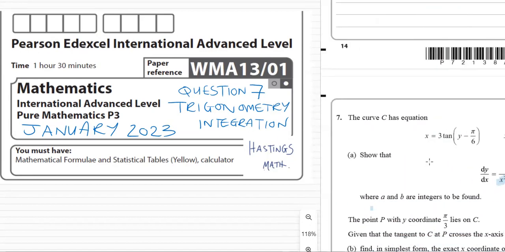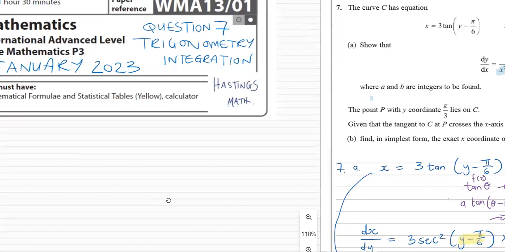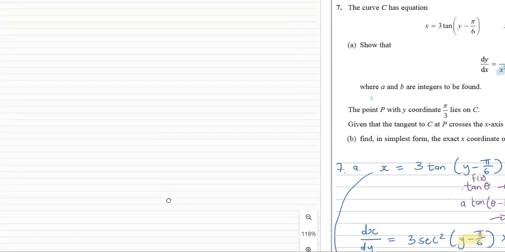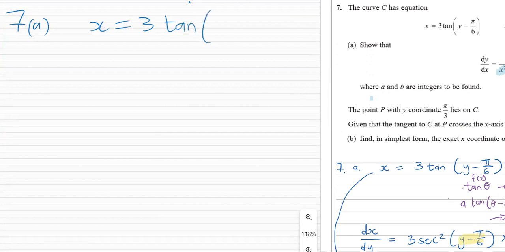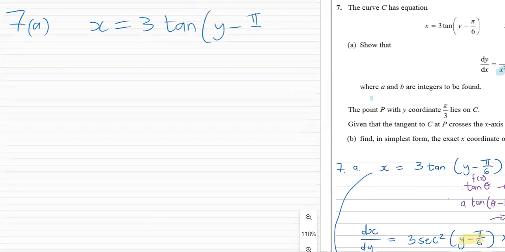Question 7. So it gives you a curve with this equation. So we're looking at question 7A first. The equation that we're working with is this one. So it's x equals. So just first notice that that is an x equals something, not y equals something. So the first thing I would look at is that. So x equals tan y minus pi over 6.